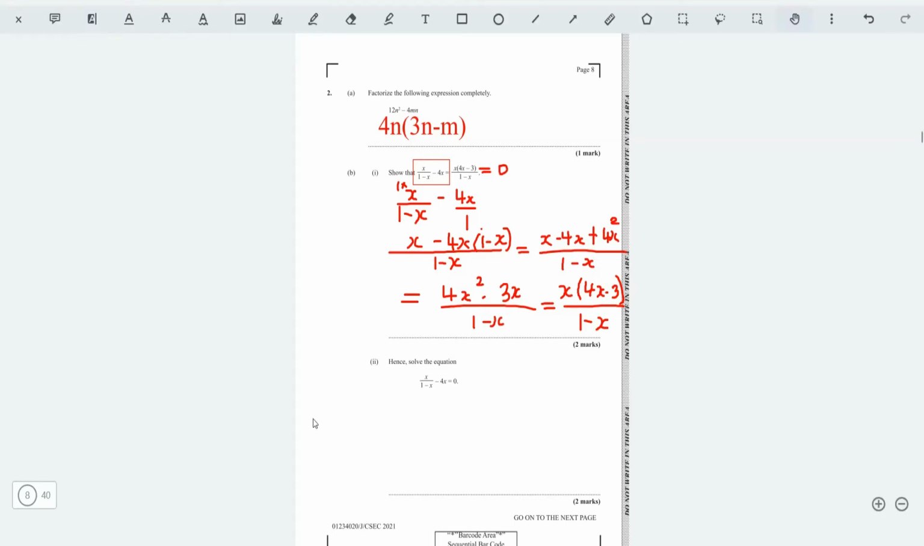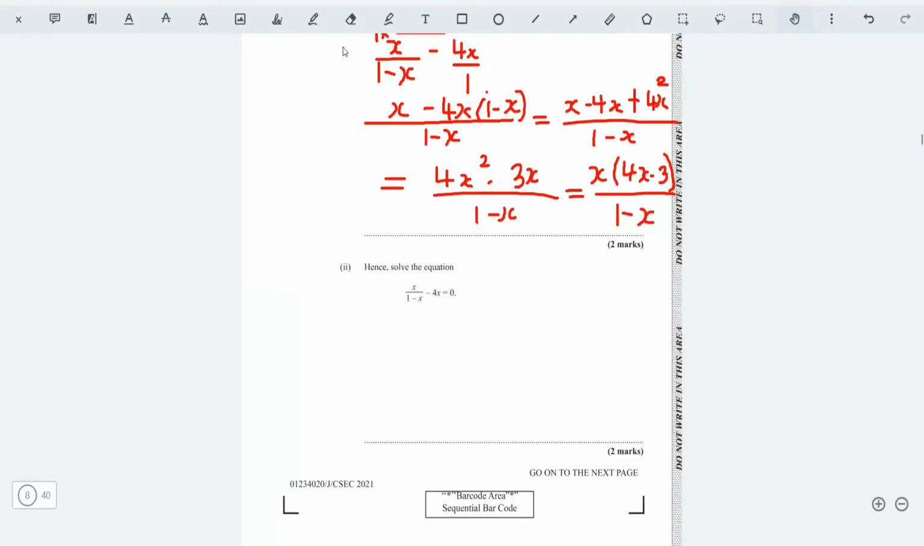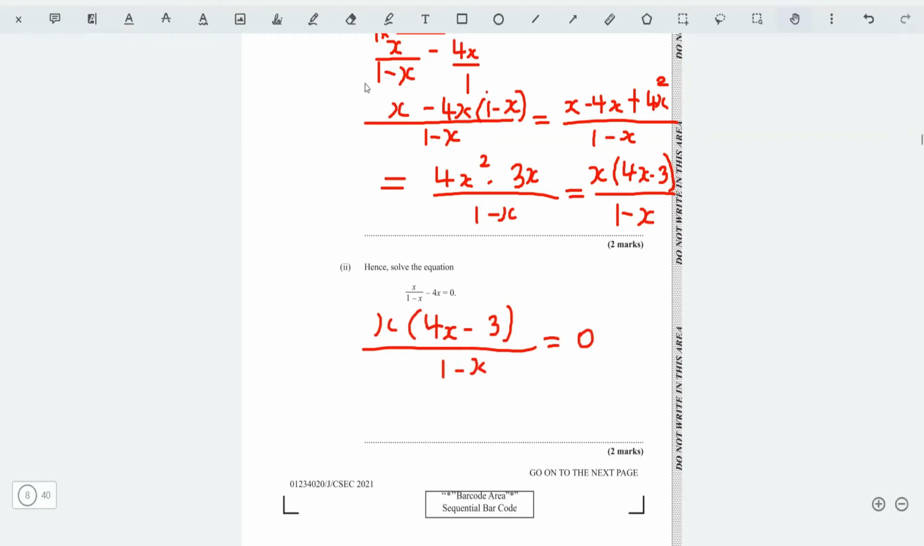So that's what we're going to do. We're going to solve this part that we just found equals 0. So we're going to solve x times 4x minus 3 over 1 minus x equals 0. And if this is equal to 0, now bear this in mind. The only way something can be 0 is if the numerator is 0. The only way this is 0 is if the numerator is 0.